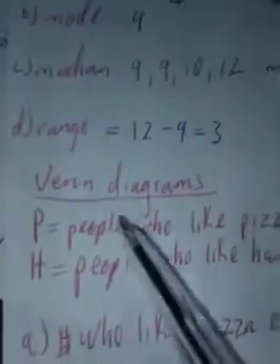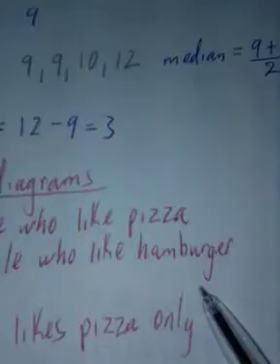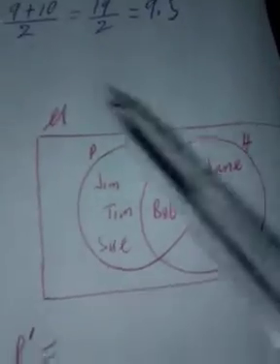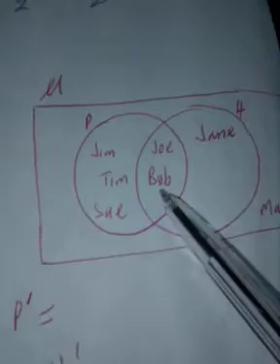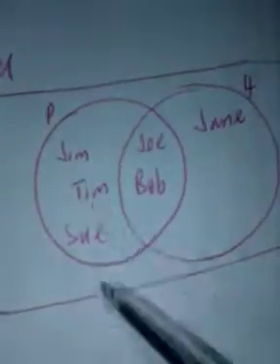Venn diagram, all right? So if I have this, P is for people who like pizza, H is for people who like hamburger, all right? This is my Venn diagram. This is my universal set. These are pizza lovers, hamburger lovers. These are persons who love pizza and hamburger, right? Who likes pizza only? That will be these three right here.